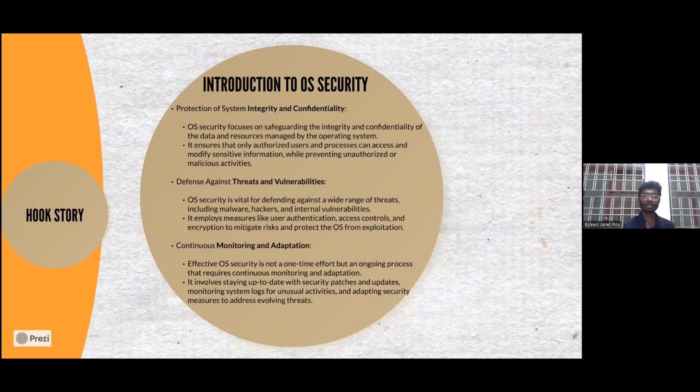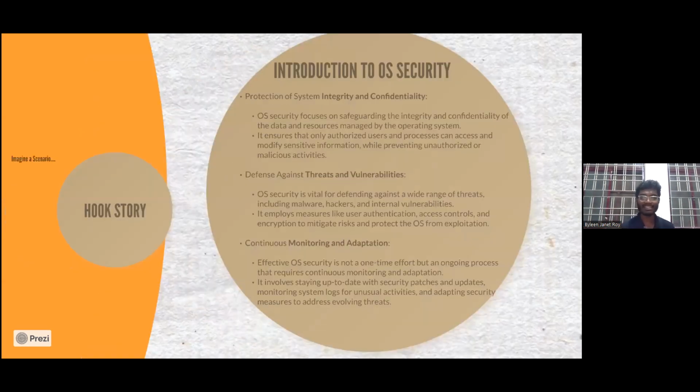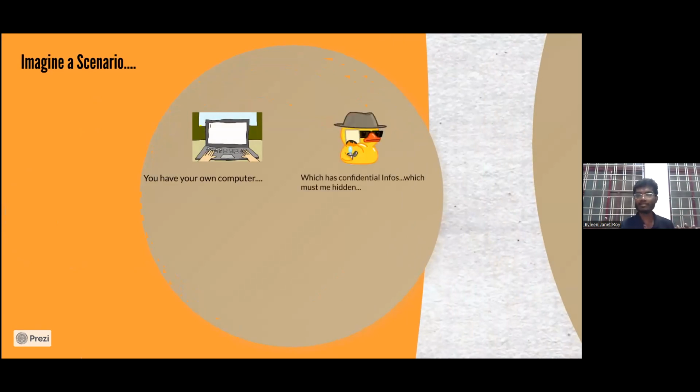I have a hook story so that you can understand this concept in an easy manner. First, imagine a scenario. Cybersecurity is wholly based on imagination. Only when we imagine things can we learn more, predict more, and act accordingly. First, we have a computer. Of course, we all have a computer which has some confidential information which must be hidden. I have my computer with my own private information, which should be confidential to me, and no one else should handle the computer.